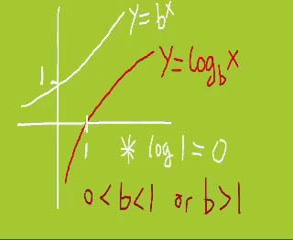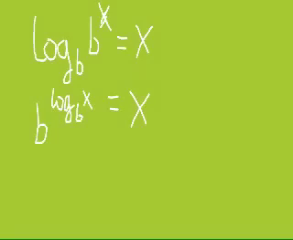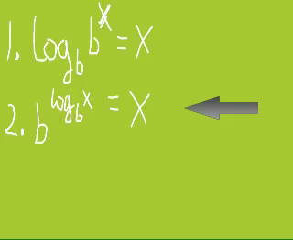Now, these are inverse functions. Remember, inverse means that they reflect across the line y equals x. It also means the domain and ranges are flipped, and it also means that they undo each other. So let's look at that property. We said the log and the exponential function are inverses. So what does that mean? Well, if I have the log base b of b to the x, that just gives me x, because they undo each other. Conversely, if I have b raised to the log base b of x, that also gives me x. So they undo each other.